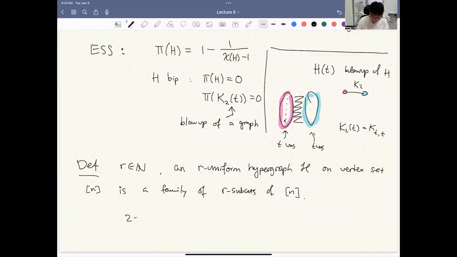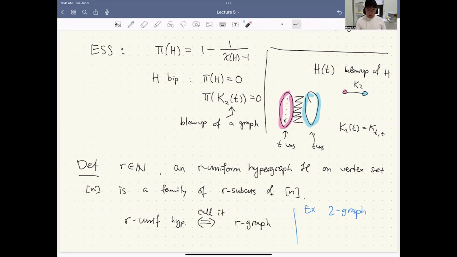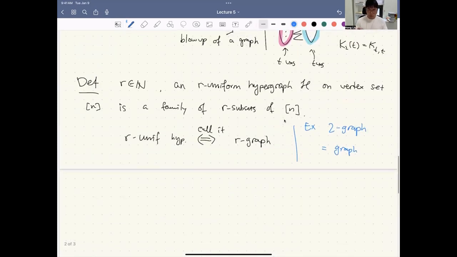So sometimes, for simplicity, an r-uniform hypergraph, I will simply call it an r-graph. Okay. For example, what is a 2-graph, a 2-uniform hypergraph? On the set of vertices, you have a family of 2-sets, which is pairs. That's the edge. It's just a normal graph. This is just the graph that we've been dealing with.